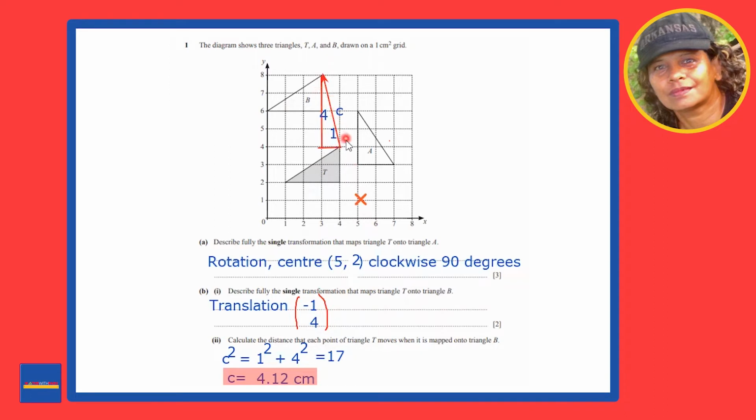So we are talking about this length of the line. We can easily say that we can use Pythagoras theorem to find that. So c squared is equal to 1 squared plus 4 squared, which is 17. And c is the square root of 17, which is 4.12.